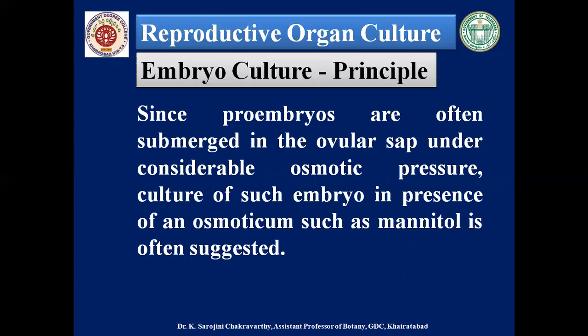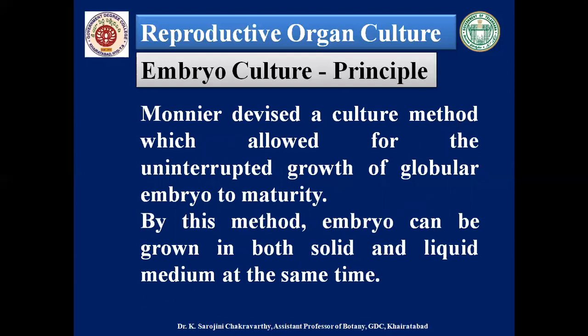But when you come to pro-embryos, they are submerged in the ovular sap under considerable osmotic pressure. Culture of such embryos in the presence of an osmoticum such as mannitol is often suggested. Monnier, a scientist, devised a culture method which allows for the uninterrupted growth of globular embryo to maturity. So as I said, different stages of embryo. By this method, embryos can be grown in both solid and liquid media at the same time.